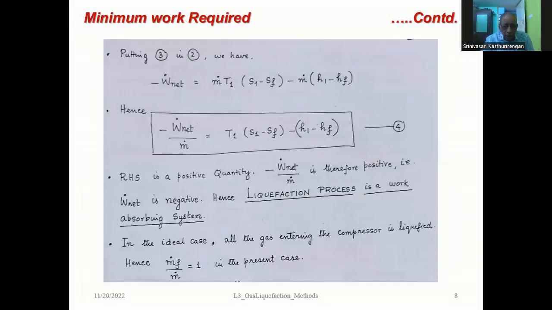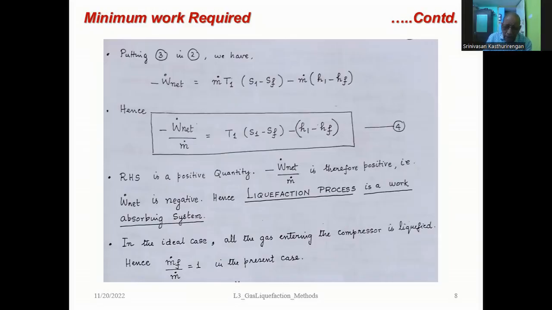When we do this, then we get minus W dot net is equal to M dot T1 (S1 minus SF) minus M dot (H1 minus HF). Okay, so this is what we are getting. If you divide throughout by M dot, you will get minus W dot net by M dot is equal to T1 into (S1 minus SF) minus (H1 minus HF).